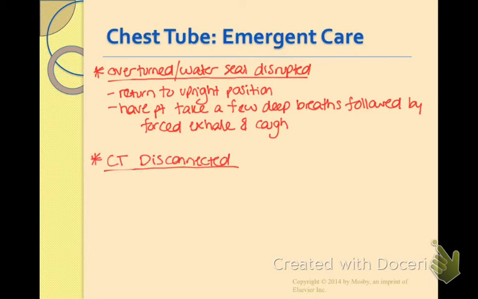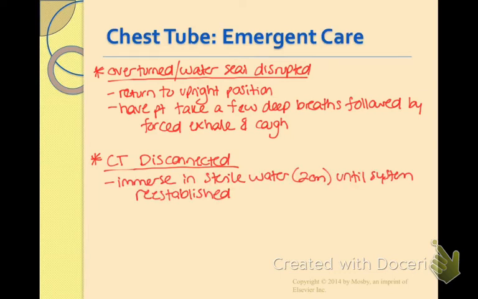If the chest tube itself becomes disconnected, so the tube is connected to the patient on one end and on the other end is connected to the chest tube device. So if the chest tube from the patient becomes disconnected from the device, we want to take the end that's connected to the patient and stick it in 2 centimeters of sterile water. Again, that's going to basically act as your water seal so that air can't get in. Because again, think of it like swimming in a pool. You can blow a bubble to the surface if you're underwater, but you can't push that bubble back underneath.